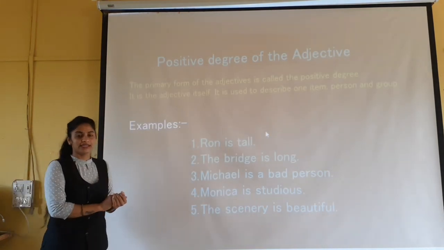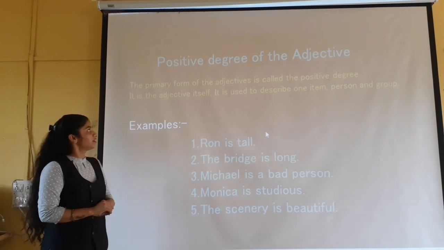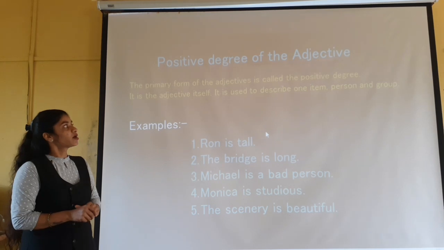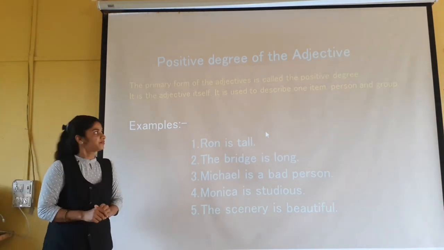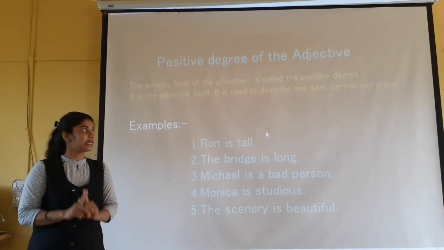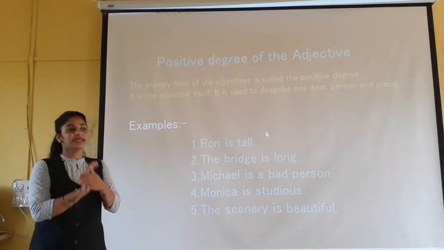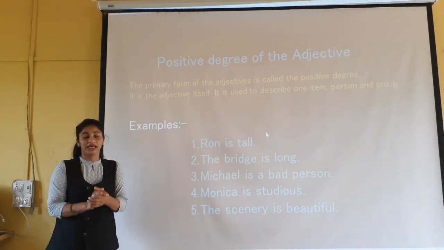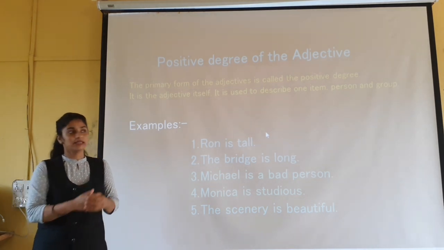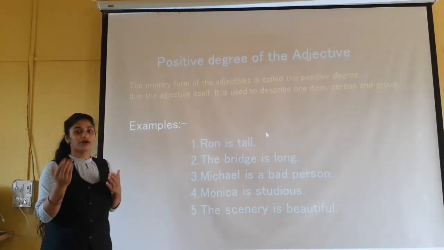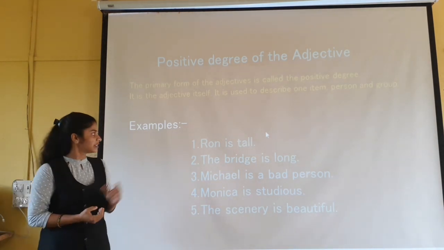Now here in this slide there is a definition of positive degree. Positive degree of the adjective. The primary form of the adjectives is called the positive degree. It is the adjective itself. It is used to describe one item, person and group. As I have told you, in comparison of degrees, there is the comparison between one person, two persons and groups or any other item. Okay. Here are the examples of positive degree.